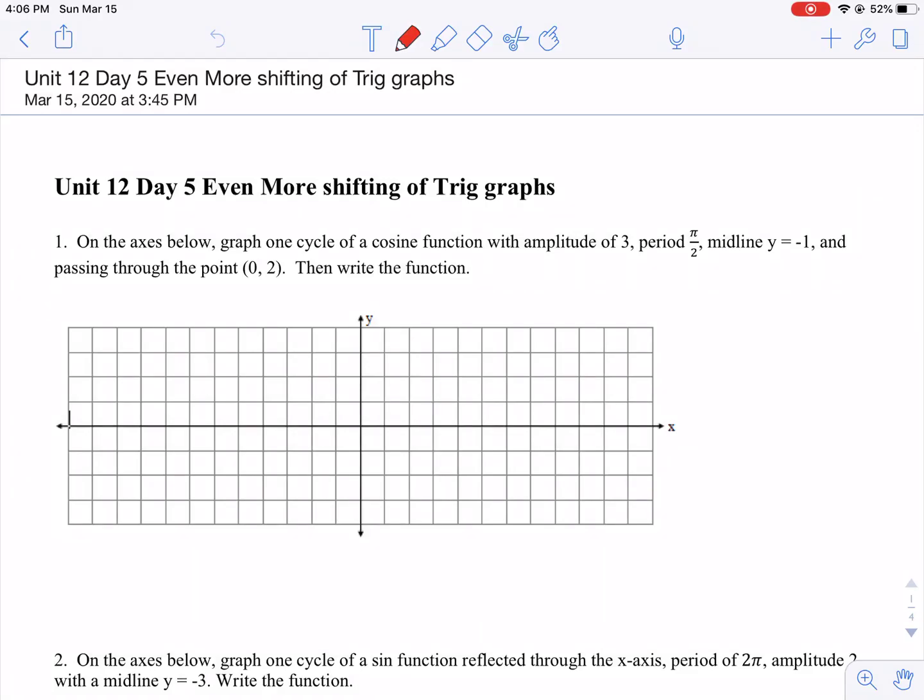All right, Unit 12, Day 5 is even more shifting of trig graphs. This time they're going to give us a description of what's going on. We need to draw the graph and write the equation.